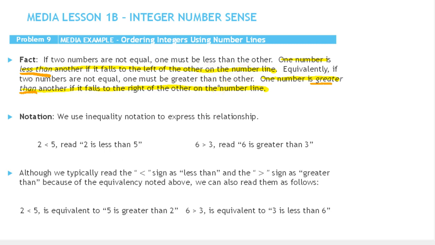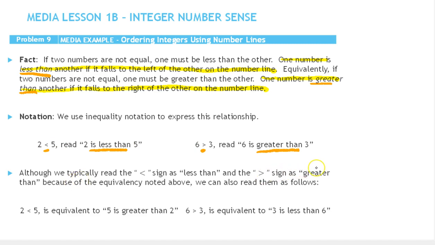So here's our inequality notation. This reads 2 is less than 5. This symbol right here, we read as is less than, or the less than symbol. This inequality reads 6 is greater than 3. This symbol is read as greater than. This is how we read them if we're reading them left to right.